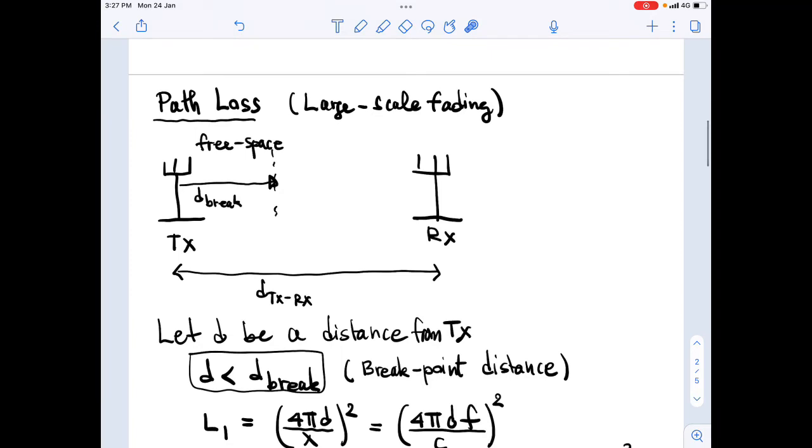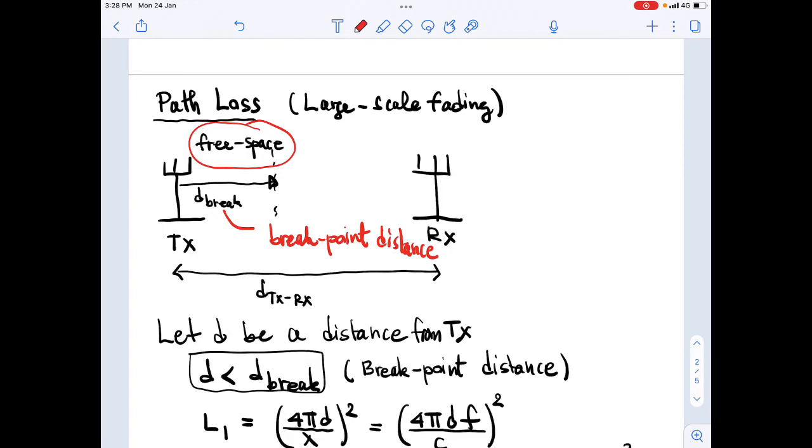Okay, so we go back to the same setup. We have a transmitter, we have a receiver, and we're going to say the distance between the two is d_TX-RX. We're going to focus first on the distance close to the transmitter. The distance that is very close to the transmitter, I'm going to denote as d_break, or the breakpoint distance. So what is this breakpoint distance? It's the distance very close to the transmitter where the characteristics of signal degradation behave like free space. Because very close to the transmit antenna, there might not be any objects. There's no tree, there's no people, there's no building, so there's no obstruction of the signal. So the signal can propagate very easily, just like in free space.